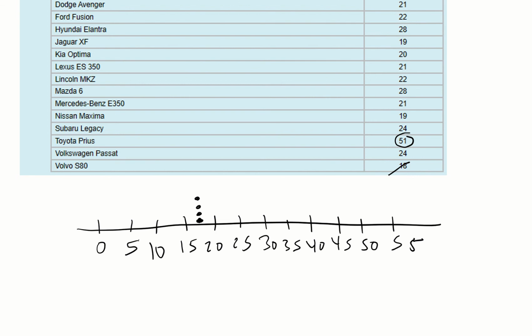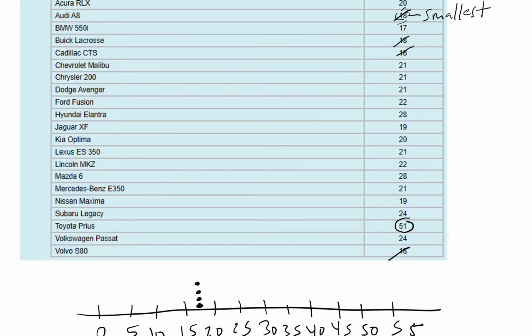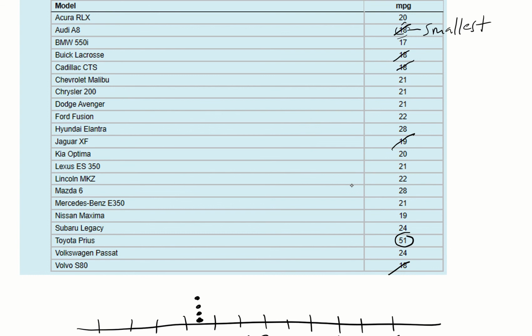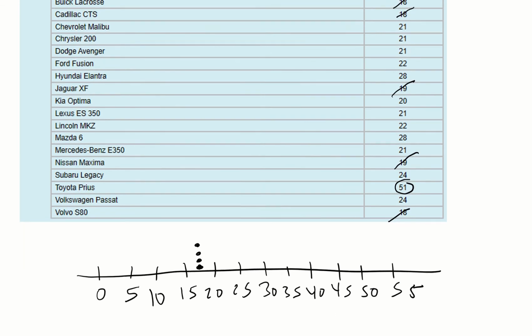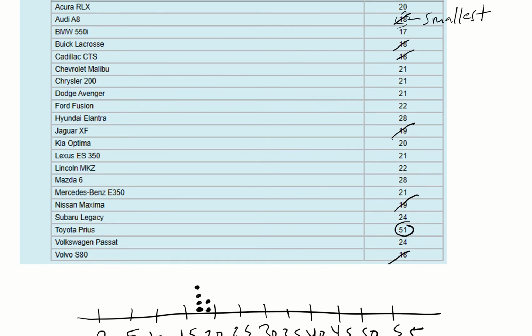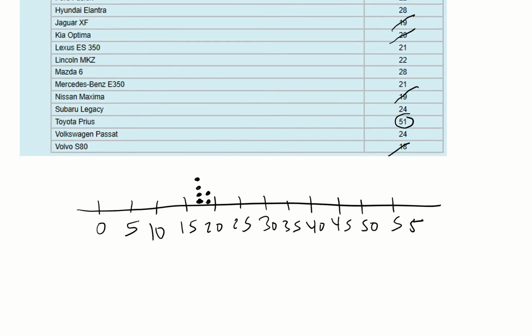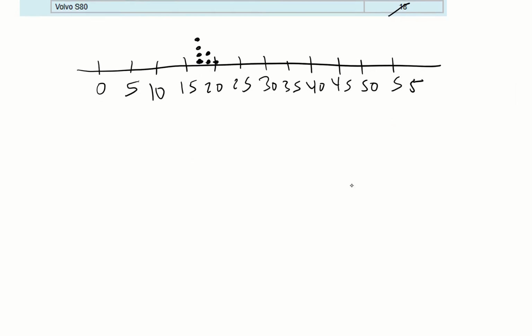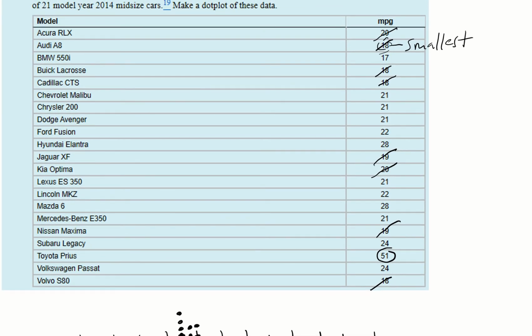Then it looks like we have, for my next number, 19 and 19. So it looks like we have 2 19s. Now we're looking at 20. We have 1, we have 2 20s. It looks like 2 20s. Looks like we have a bunch of 21s. So 1, 2, 3, 4, 5 21s.